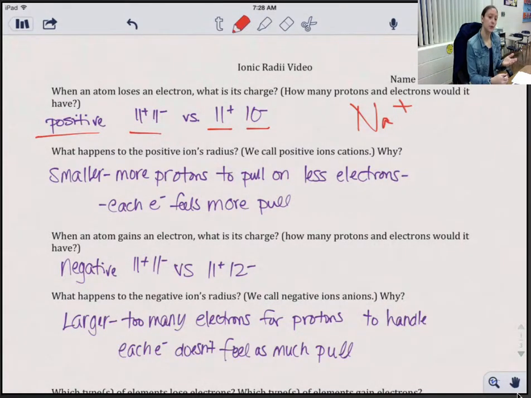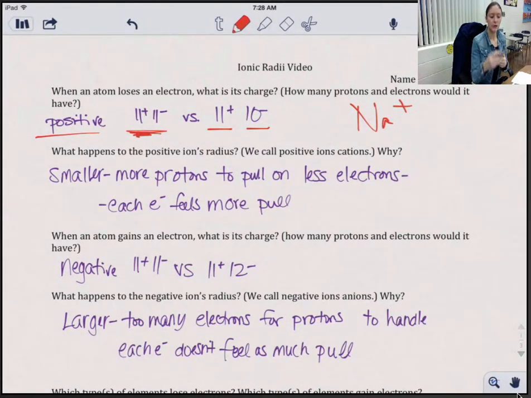So with the size here, we're talking about the same element, okay, we're not changing elements. Alright, what happens to the positive ion's radius? We call positive ions cations. So this Na+, we call that a cation. And then we're going to look at why. It actually does get smaller because there are more protons to pull on fewer electrons. So each electron will actually feel more pull. Because instead of being 1 to 1, where we look at 11 to 11, now I'm over 1 to 1. I have more protons for every electron that I have there.